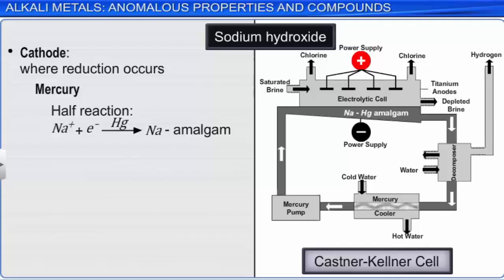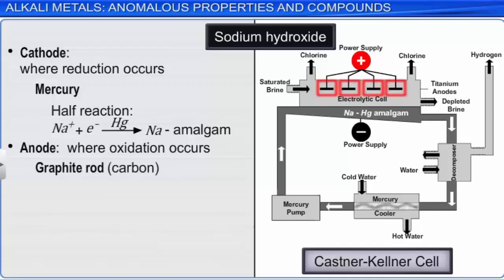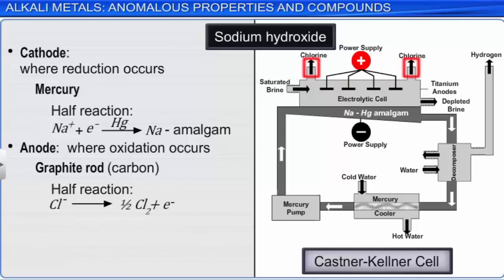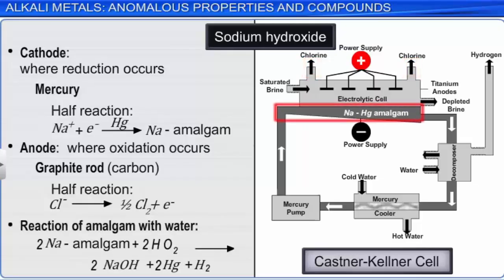Oxidation occurs at the anode in an electrochemical cell. In the Kastner-Keller cell, a rod of graphite, a form of carbon, is used as the anode. In the oxidation half reaction, chloride ions form chlorine gas and release electrons. The sodium-mercury amalgam that forms at the cathode then reacts with water, releasing sodium hydroxide, mercury metal and hydrogen gas.